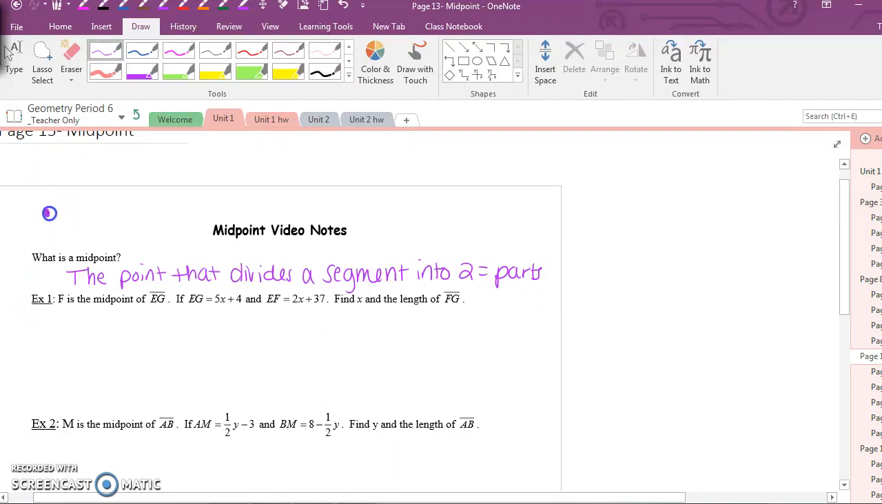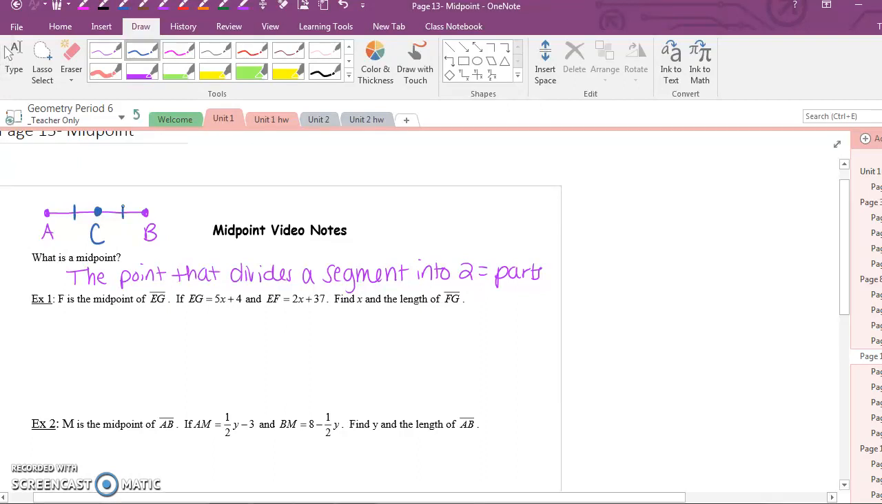So let's say I have segment AB, and I tell you that C is the midpoint. That means that the length from A to C is going to be the same as the length of C to B, so we draw these little dashes here to denote that.